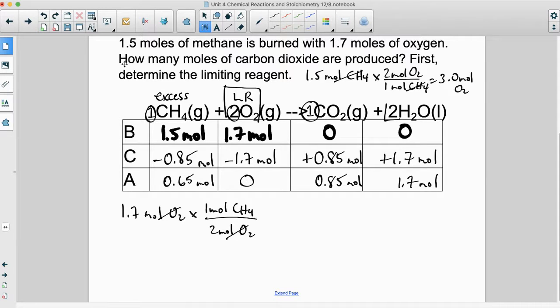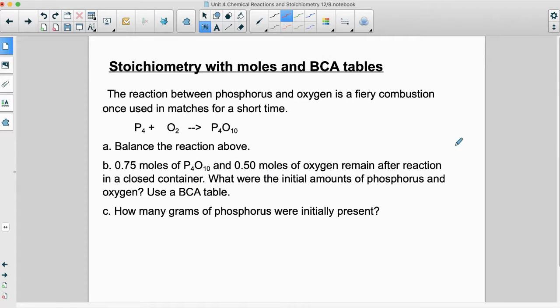And so we can easily answer now how many moles of carbon dioxide are produced. That would be this number right here. 0.85 moles of CO2 are produced. Then I asked the class to do this problem. And so it'd be a good idea, if you haven't seen this yet, to pause the video and try this yourself first.